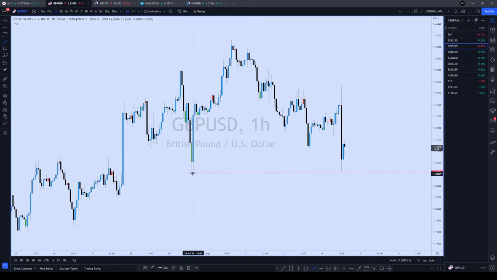British pound has engineered equal low. I think it's gonna come back down.